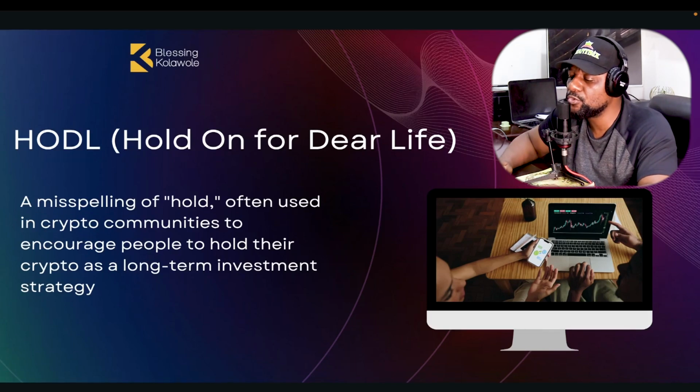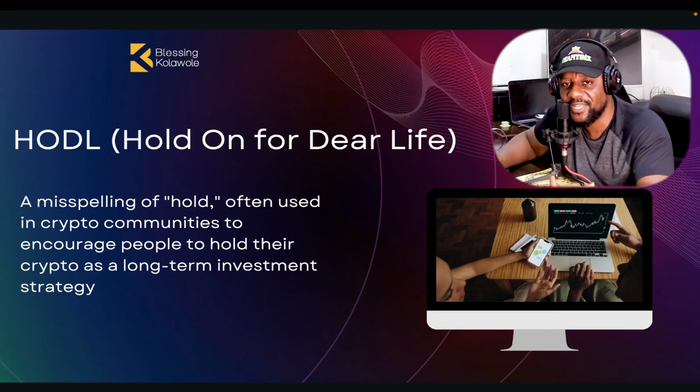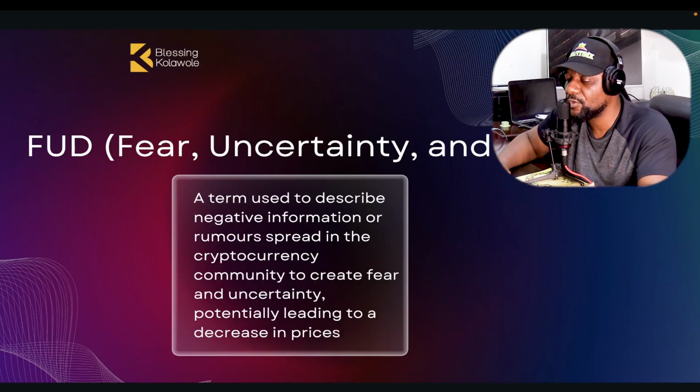And then this is hold on for dear life. Before I joined crypto, each time I saw somebody say HODL, I thought they always made a typographical error. It's a misspelling of hold, often used in crypto communities to encourage people to hold their crypto as a long-term investment strategy. Those days I thought it was misspelled. I usually put my own H-O-L-D, like old, but it's a misspelling of hold. It's a signal to tell you do not sell your crypto, hold on to it, and then it will go up or it will become more valuable. Also, this is a word that you can keep up with.